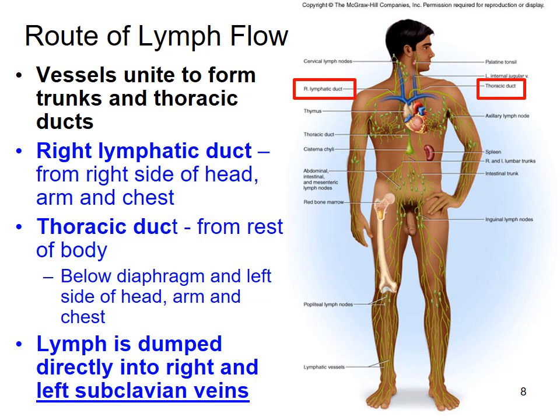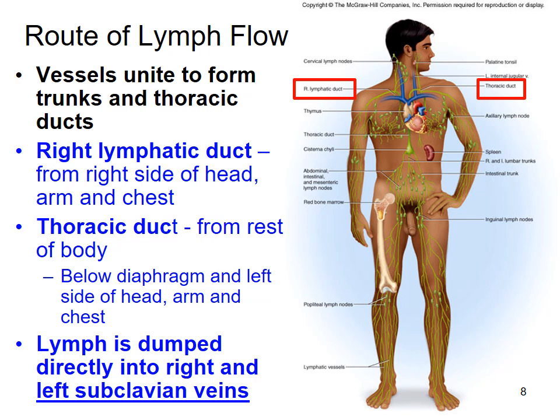And what we see here is that by the time the lymph gets all the way close to the subclavian veins, it can either be housed in the right lymphatic duct, which means it's coming from the right side of the head, the arm, and the chest.